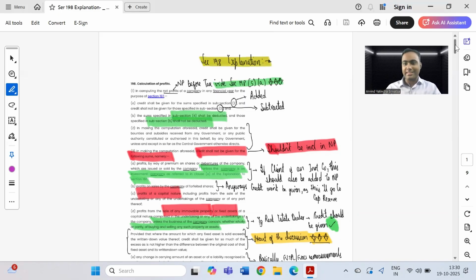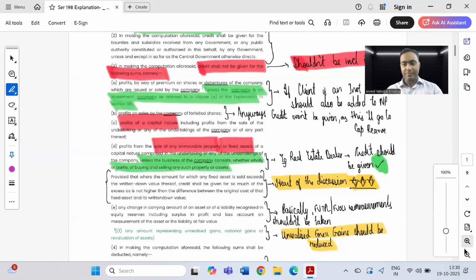So what are you waiting for? Let's deep dive right now. With all the preview being done, let's go into the section and dissect this. Let's go into Section 198 and see what it talks about in relation to net profit computation. Yes, so what does the section say? Let's just start reading the Bare Act.